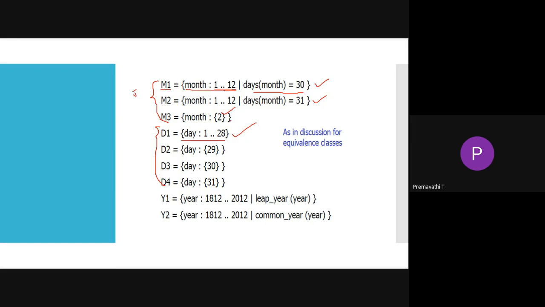And one more thing, when you enter 2, you need to check the year. Suppose we have to set the condition, it may be a leap year or it may be a common year. These are all the year conditions. So here 1, 2, 3, 4, 5, 6, 7, 8, 9.